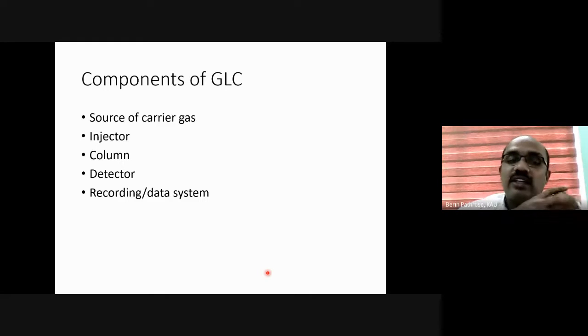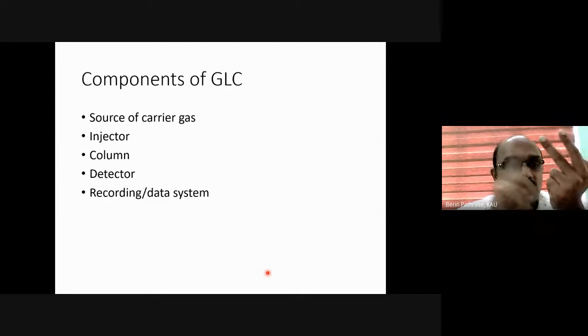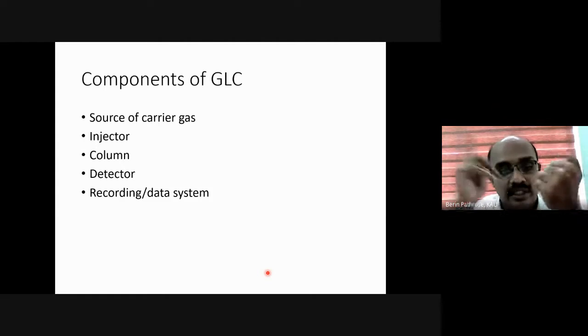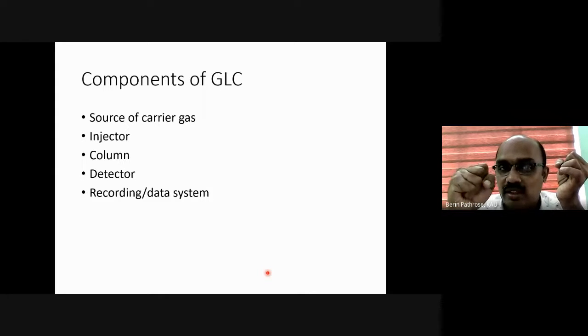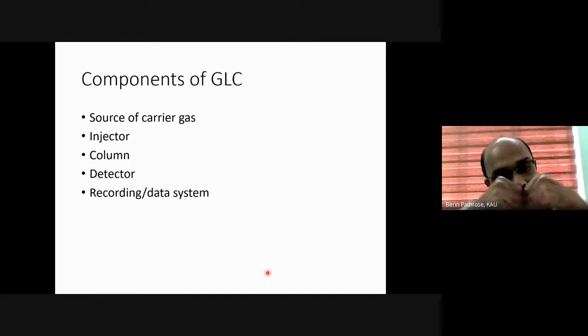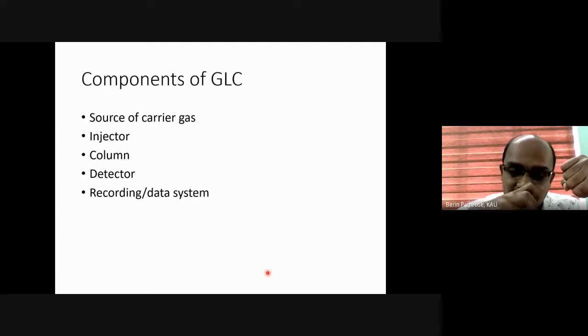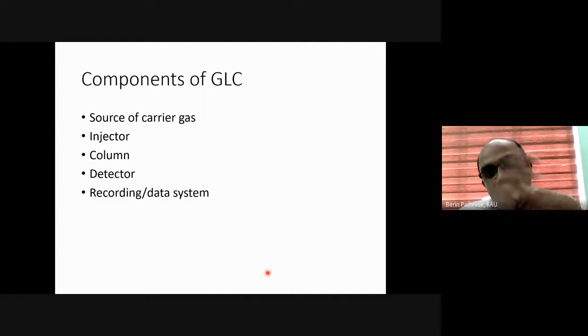And after detection, we have a data system. Data system is nothing but a PC. So we have software to analyze it. So it will have a source of carrier gas, injector, column, detector, and a recording system. The carrier gas will carry the volatilized sample from the injector through the column, and inside the column the compounds will get separated out, and the separated compounds will be detected by the detector, and the data will be recorded.